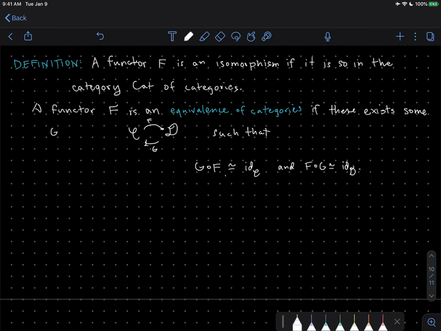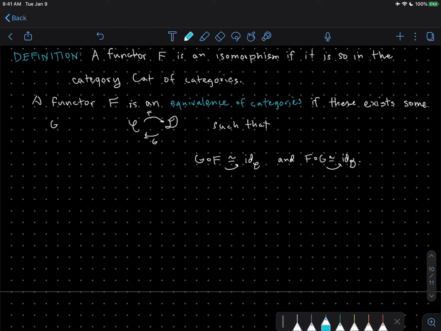Now, the actual natural isomorphism there is data. It's part of the data. However, given any equivalence of categories, there is a way to extract a canonical equivalence out of that. That is to say, any equivalence of categories can be promoted to an adjoint equivalence of categories. We'll talk about that in the next lecture when we discuss adjunctions.